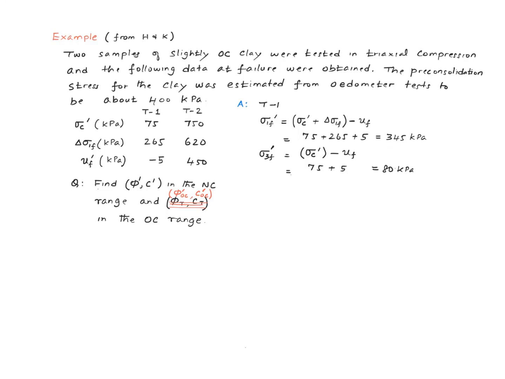In the horizontal direction, total stress at failure is exactly equal to the cell pressure because the cell pressure remains the same, right? So therefore that's 75. And we still have to subtract the pore pressure in order to calculate the effective horizontal stress, and that works out to be 80 kilopascal. I follow the same procedure to find the effective stresses at failure in test number 2.